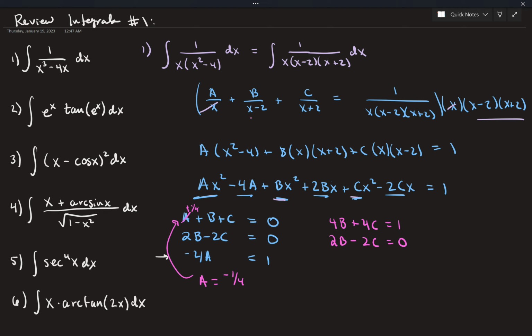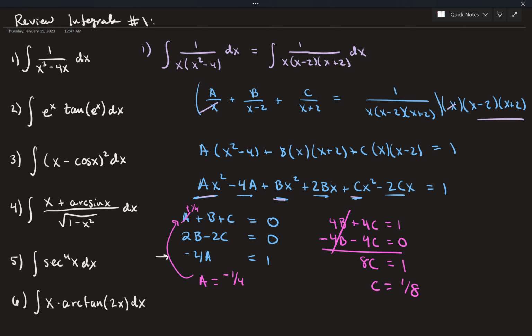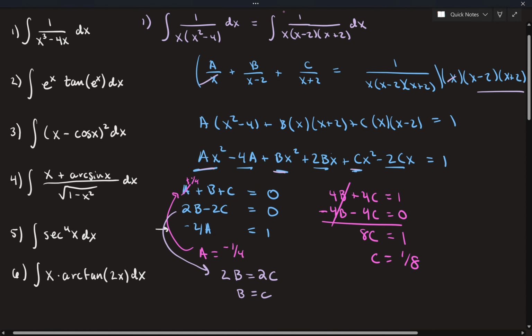So I guess to solve this system, I'll multiply the second one by 2. So I'll get, instead of this, 4B minus 4C. Then I'll subtract them. There's a couple ways to solve the system. 4C minus minus 4C is positive 8C, is 1 minus 0, so C is 1/8. And then this equation, the second one, gives me 2B is equal to 2C, so then B is equal to C. So B is the same thing, it's 1/8.